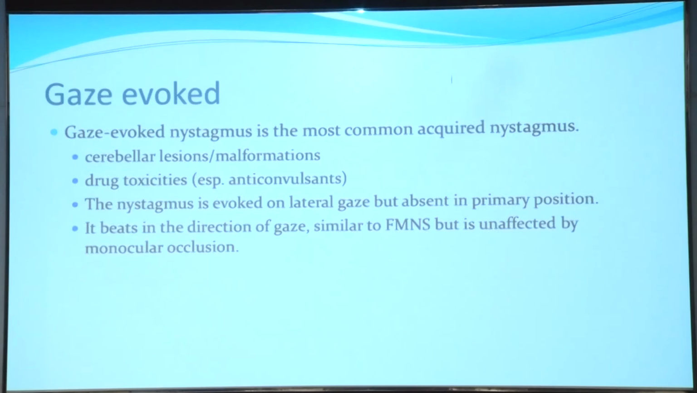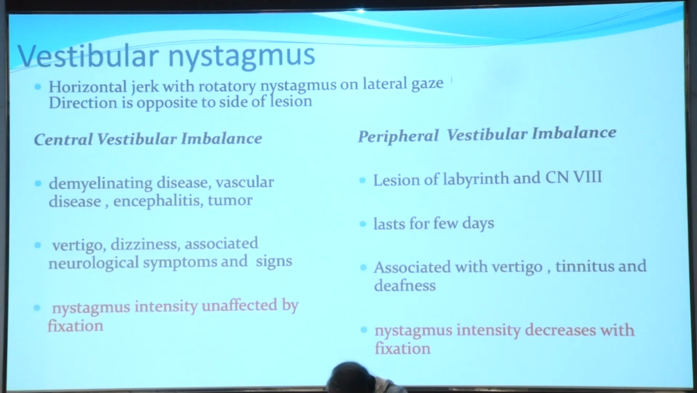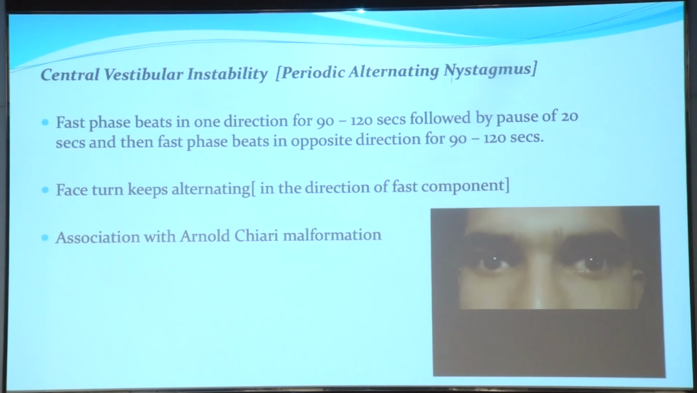Although rarely, it may be associated with optic nerve or chiasmal gliomas. Gaze-evoked nystagmus is the most common type of acquired nystagmus, which is seen in cerebral lesions or drug toxicities. It is generally evoked on lateral gaze but is absent in primary position, and it beats in the direction of gaze. Vestibular nystagmus can be central or peripheral. I just have a few more slides, so I'll skip.